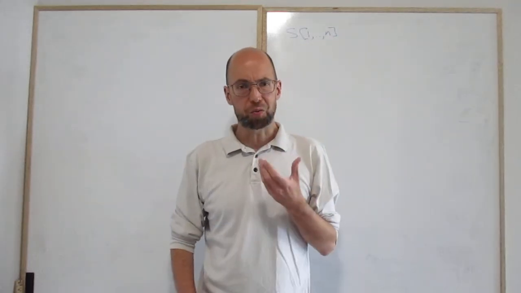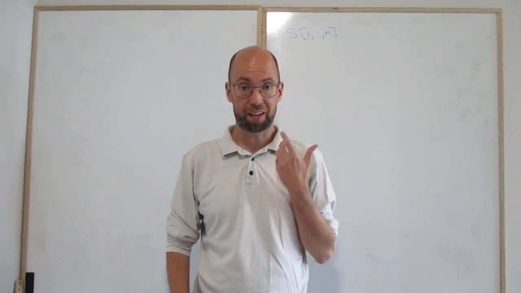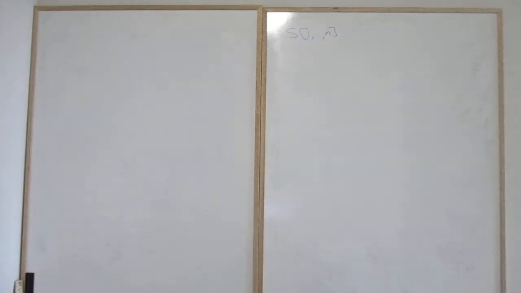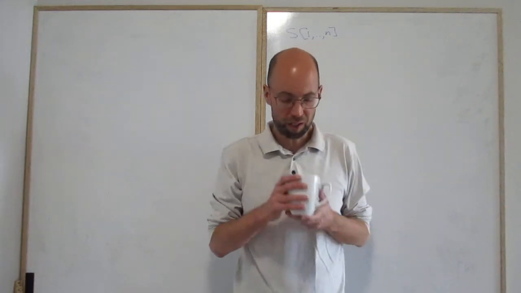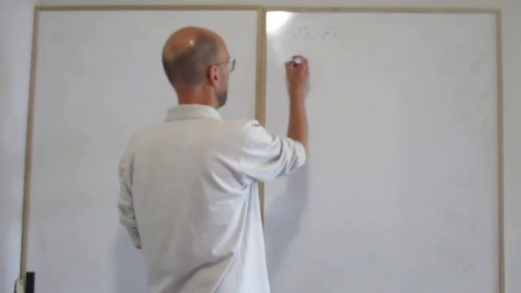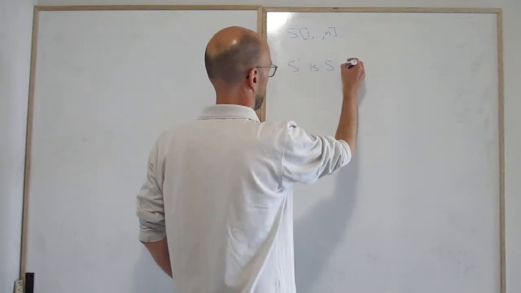Why do people use this? Why do we teach this? Because you have to be very unlucky for that to happen. So, how unlucky do you have to be? Well, let's imagine we have some S prime, which is S sorted.